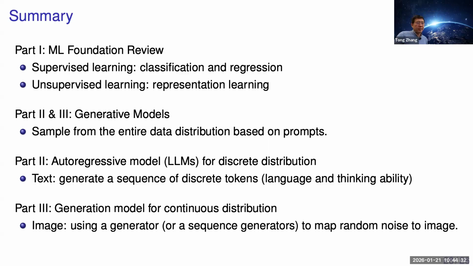Part 3 is for the continuous distribution. Again, it's a more general education, mostly on images, using a generator or a sequence of generators, like a diffusion model, to map a random noise to an image, right? But it doesn't have to be an image. It's more about the continuous distribution. So that's the difference from this one, discrete tokens. This is a continuous distribution. Okay, that's all. Next time we will talk about neural nets as a review.